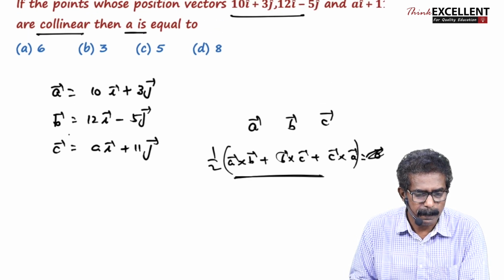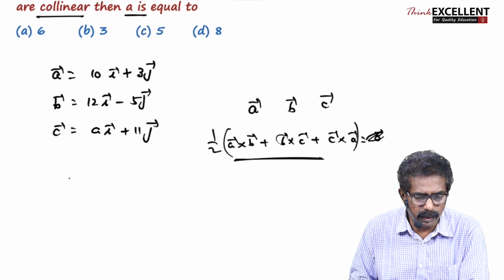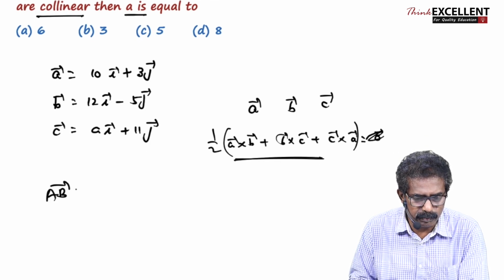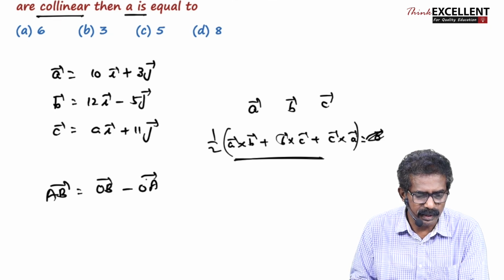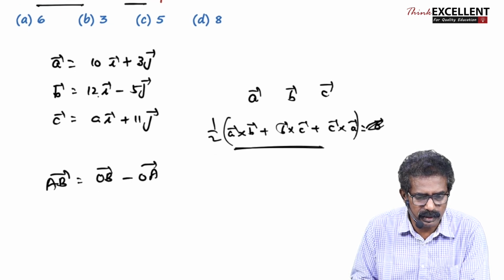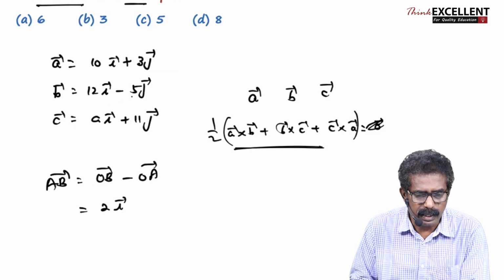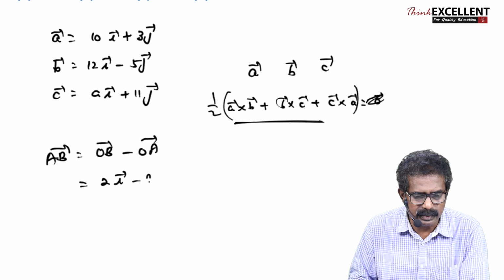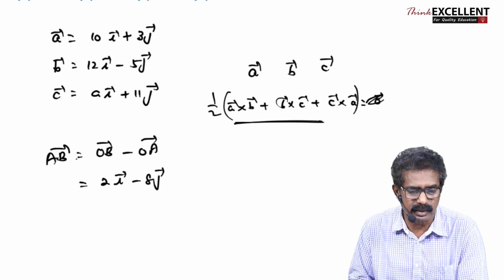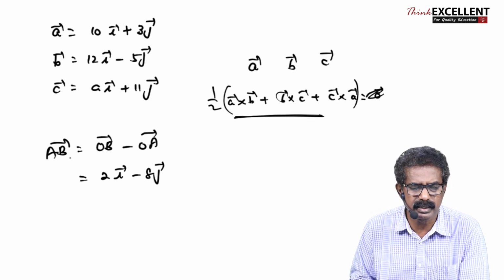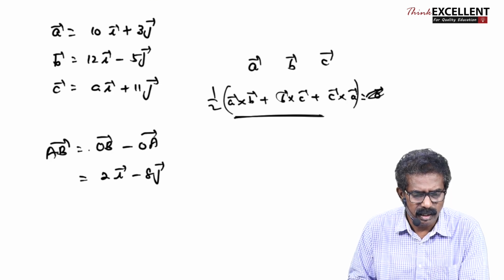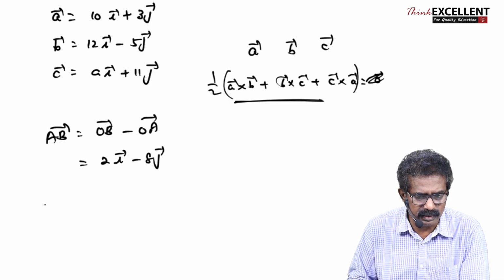Okay, now listen here. So we can do in this way. I'm finding AB vector. AB vector means it is OB minus OA, right? OB vector minus OA vector. So subtract it 12i minus 10i. It is 2i. Minus 5j minus 3j minus 8j, right? So this is AB vector. Then one more you find either BC vector or AC vector. I'm finding say AC vector.